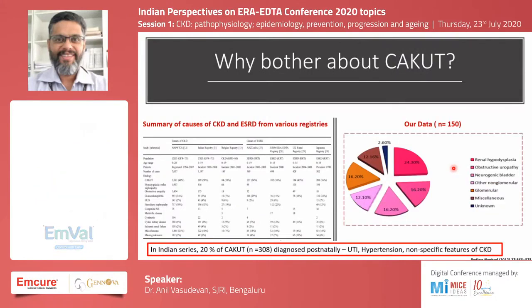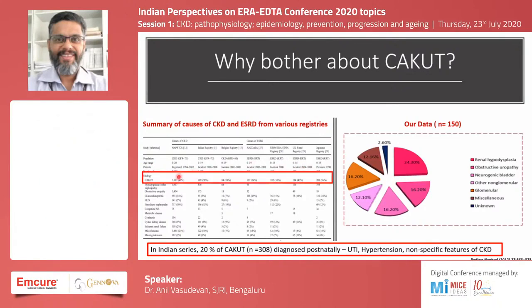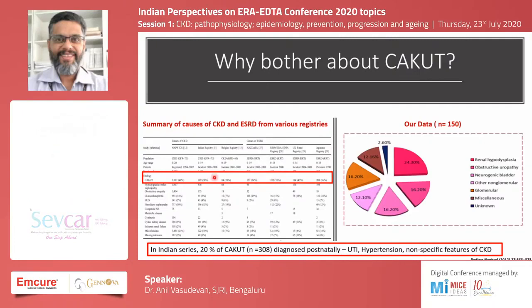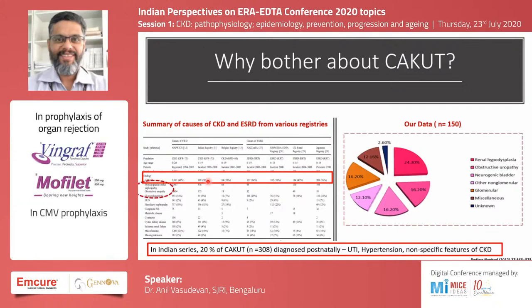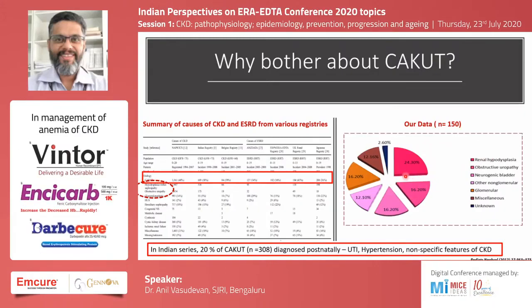So why should we bother about CAKUT? As you see in the left panel of the slide, from various registries that represent various populations, CAKUT probably constitutes 30 to 50, up to 60% of causes of CKD, and the most common cause is hypodysplasia, as seen elsewhere. This is the data from our chronic CKD clinic, where you can see that renal hypodysplasia and obstructive uropathy form a chunk of those children who present with CKD.